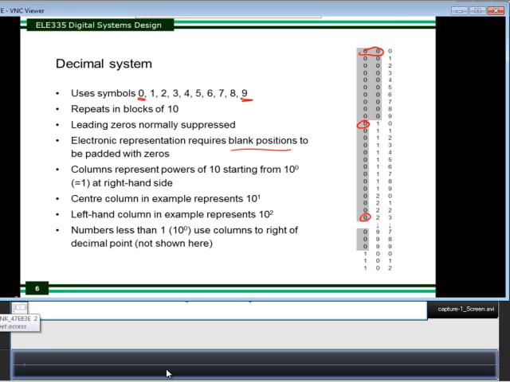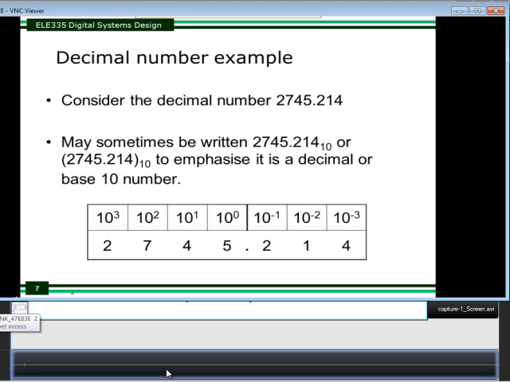Our leftmost column in our example represents 10 to the power of 2. The middle column is 10 to the 1. And the rightmost column is 10 to the 0. Yes? We're all very familiar with decimal. Agreed? Good. Anyone not familiar with decimal? Fabulous.